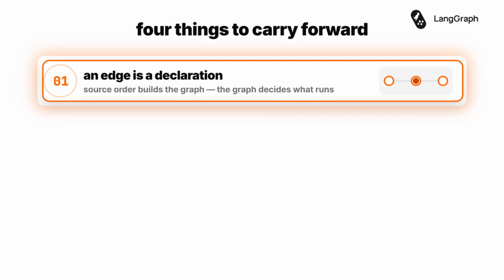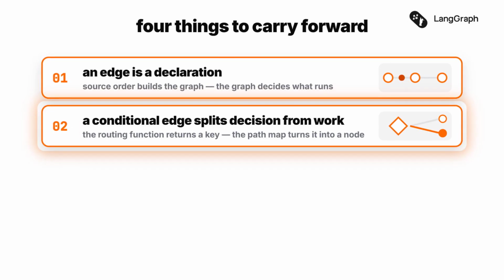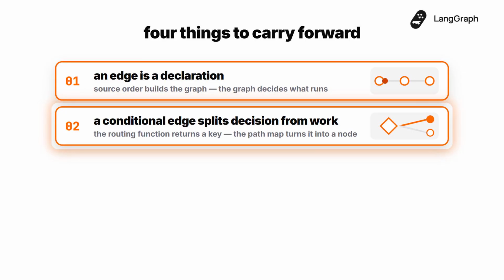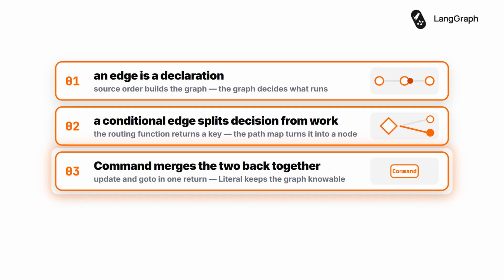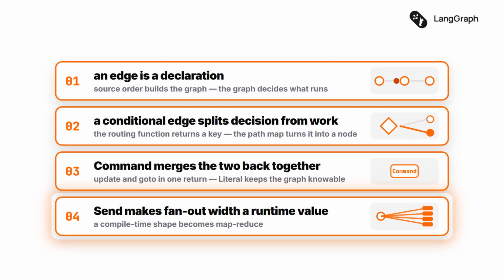Let us tie the chapter off. 4 things to carry forward. An edge is a declaration, not a step. Your source order builds the graph and the graph decides what runs, which is why that wiring could be written upside down and behave identically. A conditional edge separates the decision from the work. Its routing function is not a node, it returns a key, and the path map turns that key into a destination. Command merges those 2 jobs back together for the cases where splitting them was never worth it. Update and goto in one return value with a literal annotation so compile still knows the shape of your graph. And send makes the width of a fan out a runtime value instead of a compile time one. That is the move that turns a graph into map reduce.